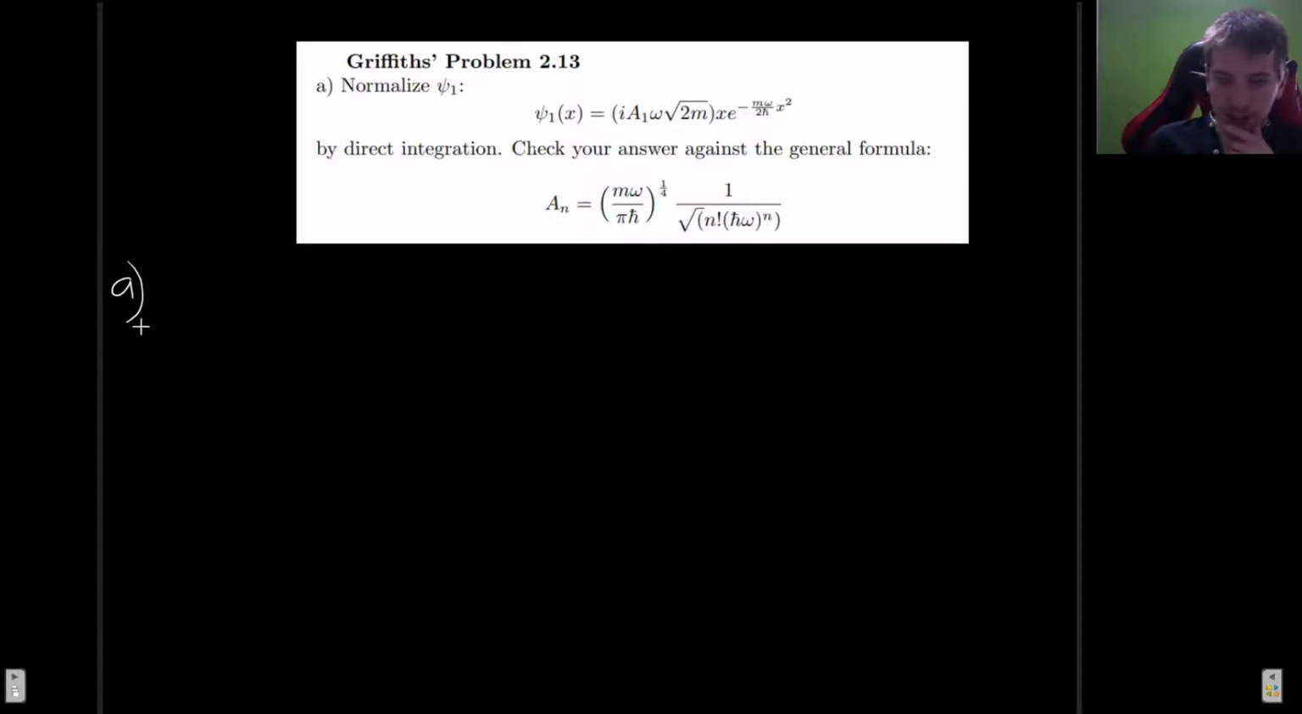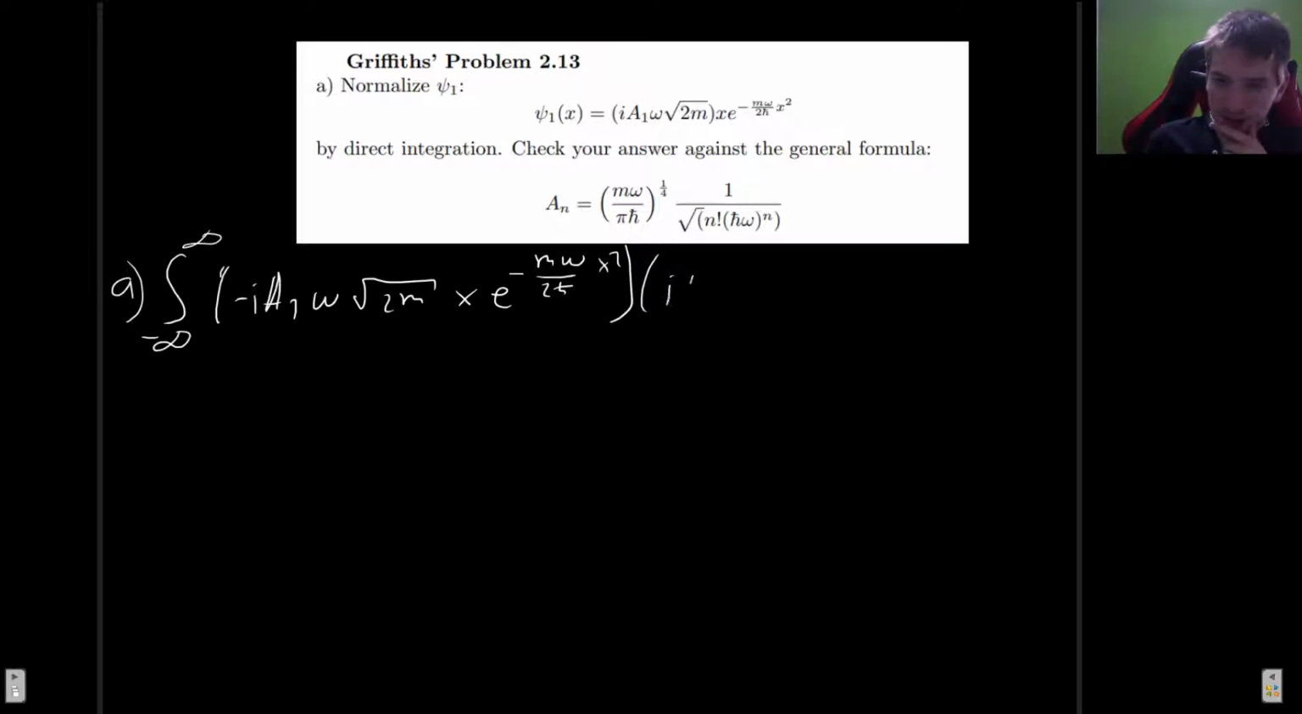So part A, we just have to do this integration from minus infinity to infinity of the wave function. So that's going to be psi 1 conjugate, so that's going to be minus i a1 omega square root of 2m x e to the minus m omega over 2 h bar x squared, and now times the same thing but not conjugate. So I'm just going to go ahead and write it out quickly: e to the minus m omega over 2 h bar x squared dx.